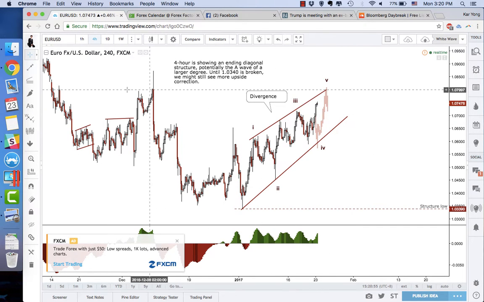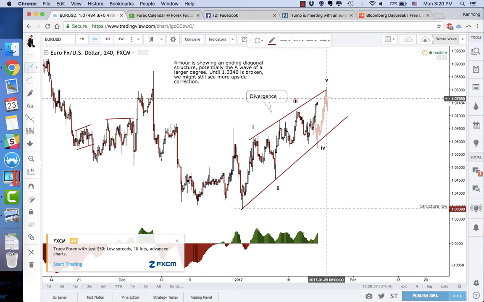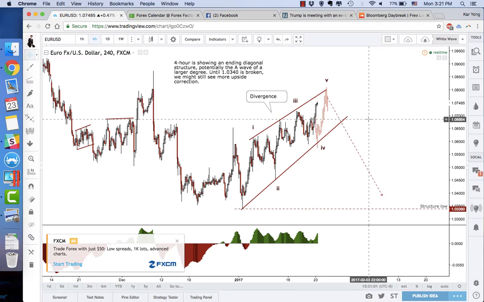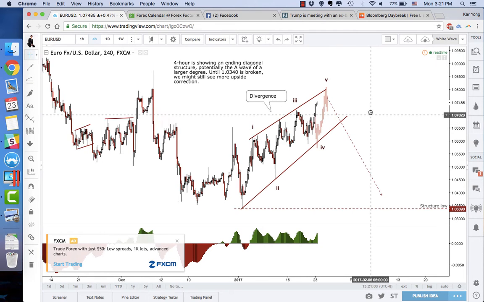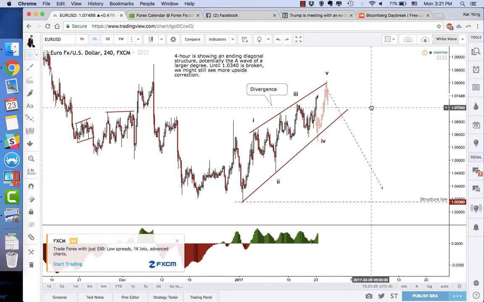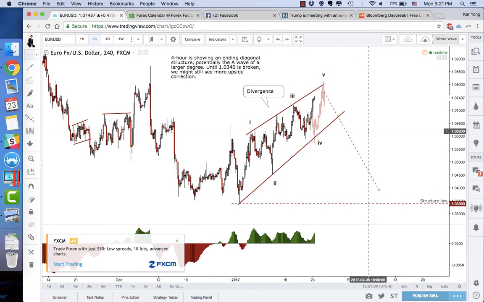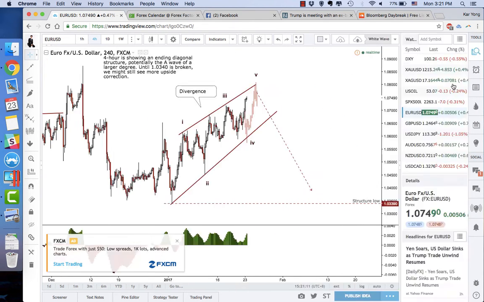From there we're expecting one more down move lower, depending on how the dollar index is going to play out. If the dollar index starts moving towards 106.20, we expect this structure low to be broken, and then we are in a downtrend for Euro dollar.